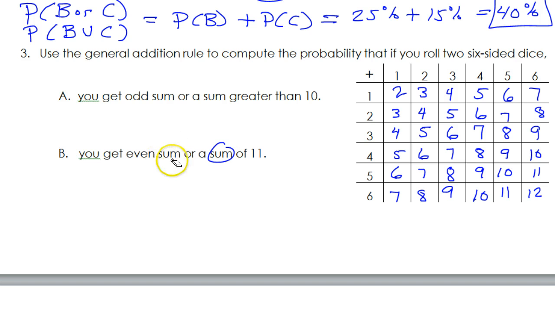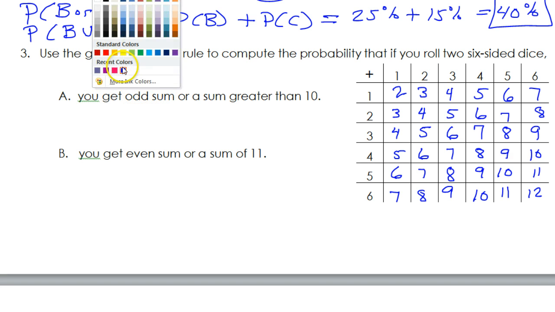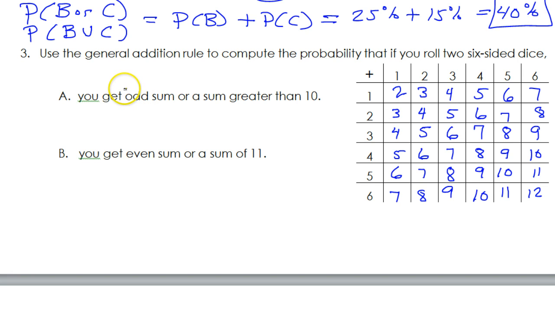Now, back to business. For part A, we have a compound event. We're supposed to find the probability that you get an odd sum or a sum greater than 10. So that's 2 separate events. We'll call the first one event A: getting an odd sum. And then event B is a sum greater than 10.